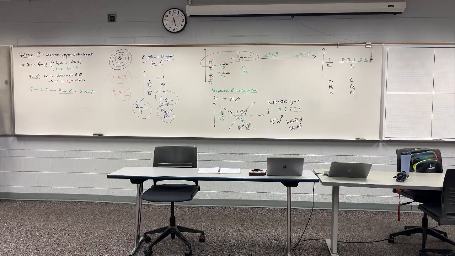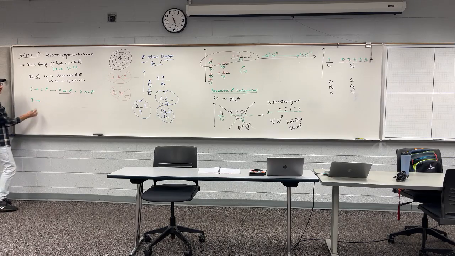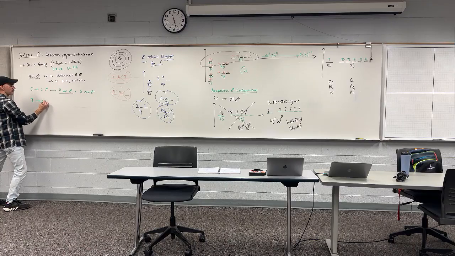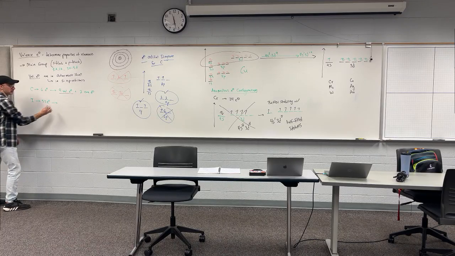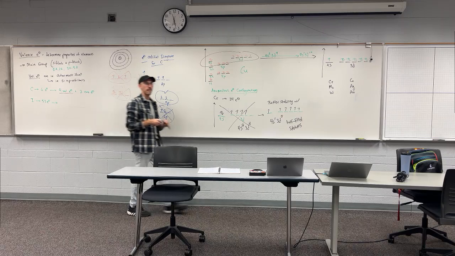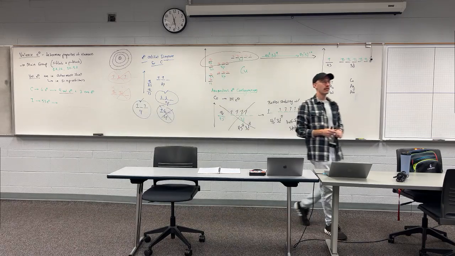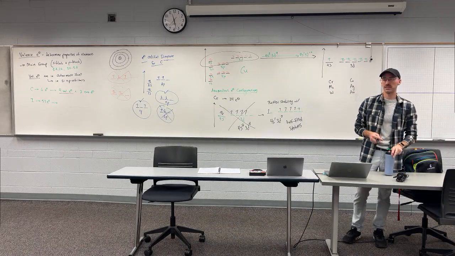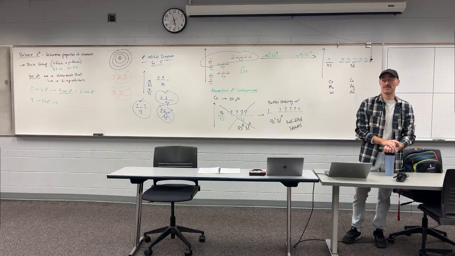So any other element that has 4 valence electrons is going to have similar properties to carbon. Like silicon has 4 valence electrons, similar properties to carbon. But let's take this a step further. Let's look at iodine. We said that iodine has 53 electrons. How many of them are valence electrons? 7. Only those that are in S and P.